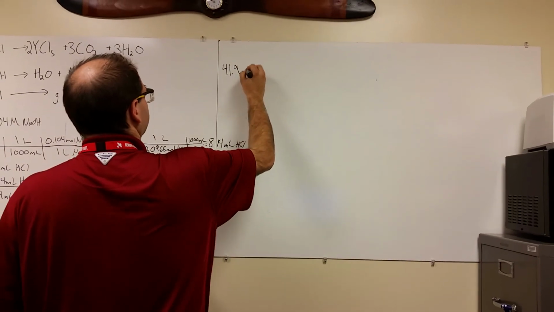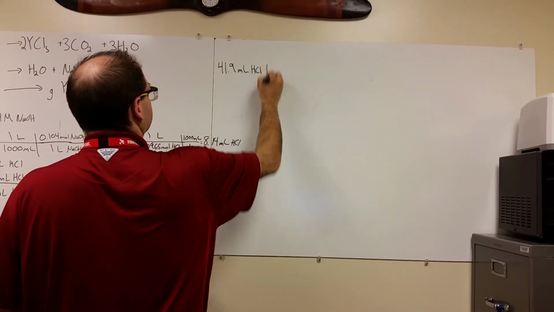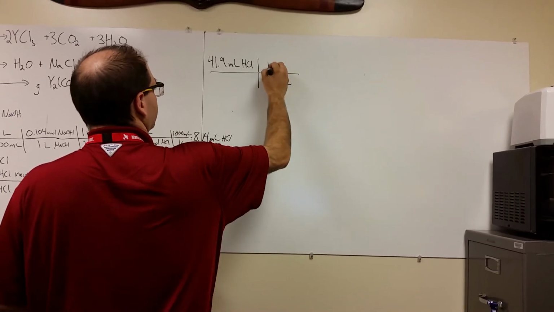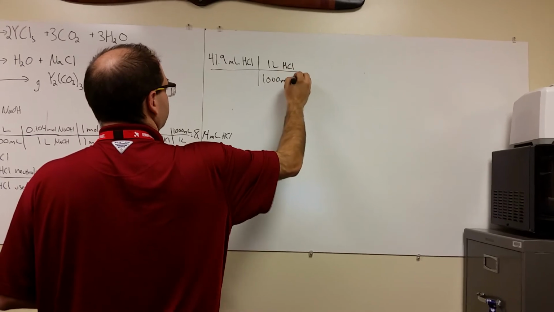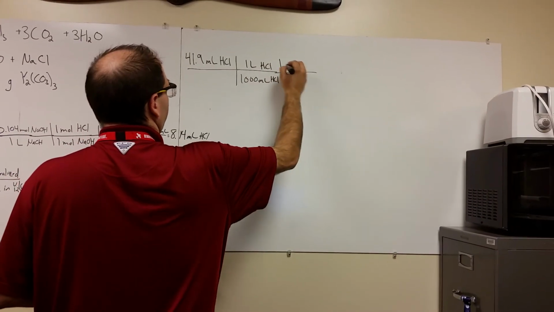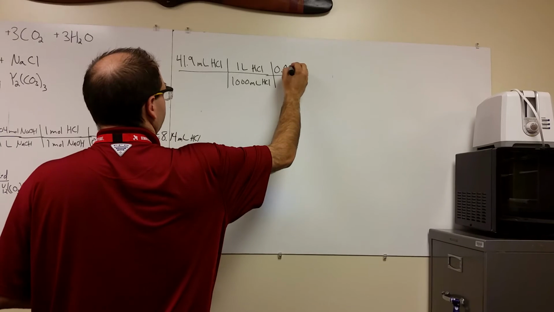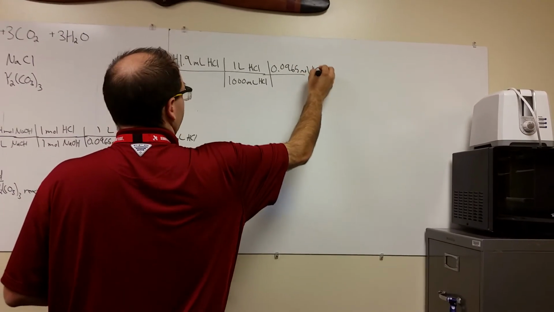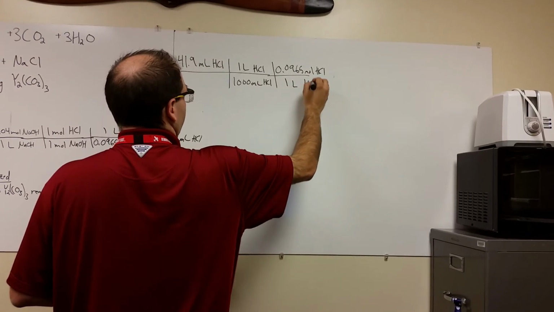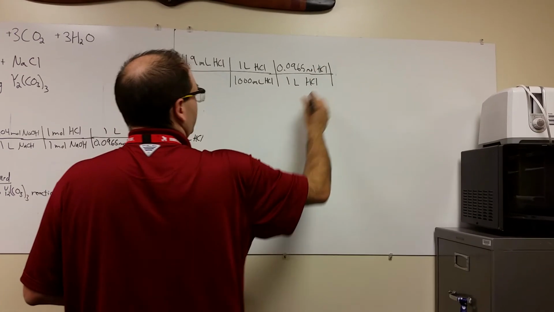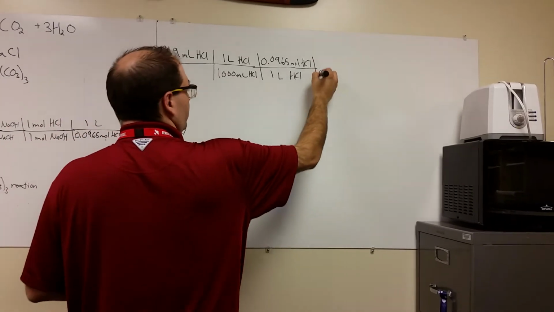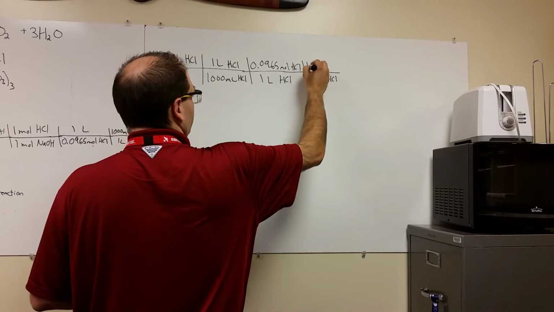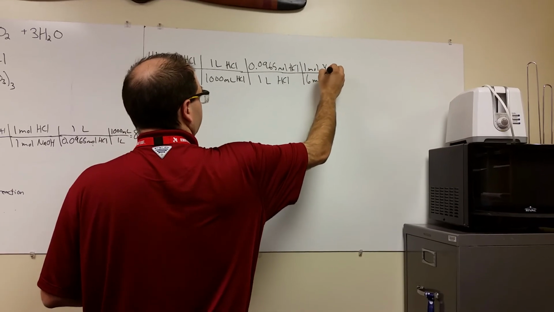41.9 milliliters HCl. Divide by 1,000 milliliters per 1 liter HCl. Multiply by 0.0965 moles of HCl per 1 liter HCl. From our equation, we know it's 6 moles of HCl for every 1 mole of yttrium carbonate.